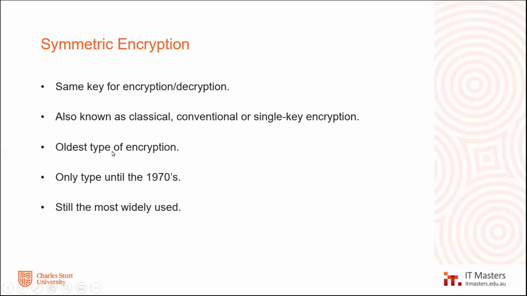It's the oldest type of encryption, and it was the only type of encryption available until the 70s when the gentleman who invented the RSA asymmetric encryption algorithm came along. And we'll talk about that in a lot more detail next week. Symmetric encryption algorithms are still the most widely used because they're nice and simple and they're fast.